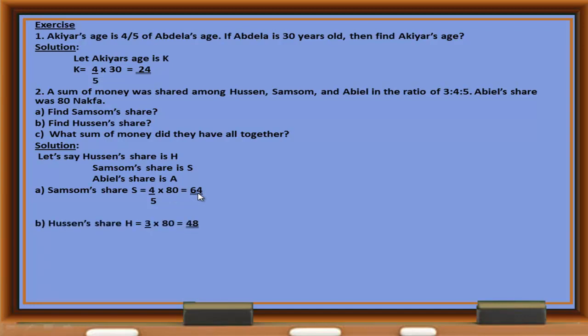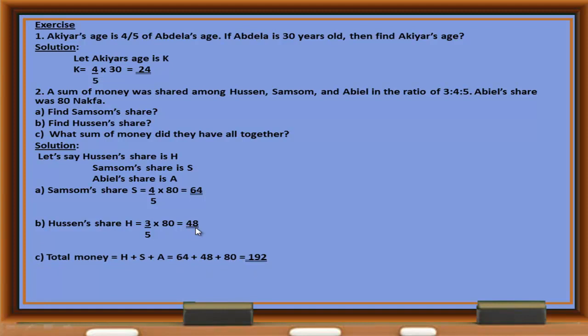I hope the explanation is clear. B. Hussein's share H is equal to 3 over 5. That is 3 is Hussein's share and 5 is Abel's share, and Abel's share was 80. We multiply 3 over 5 times 80. Then after we simplify it, it will give us 48. You should check it.